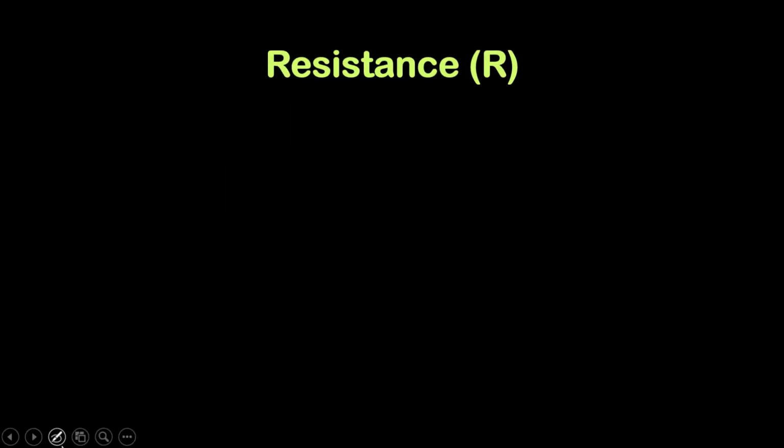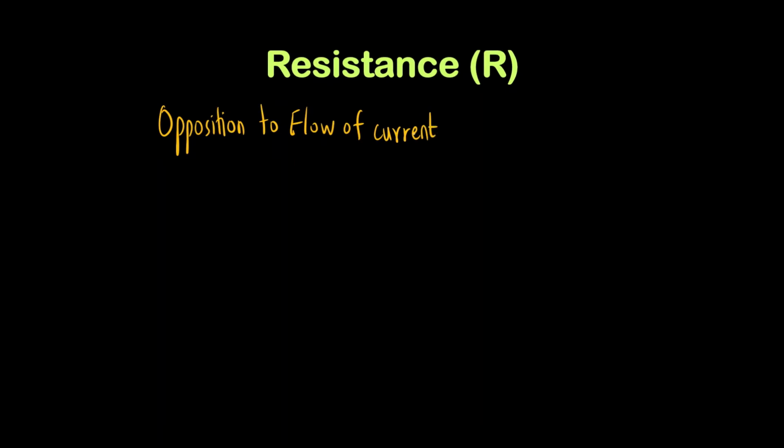Now let us see what is resistance. Resistance is the opposition to the flow of current. What is the meaning of opposition to the flow of current? We say that resistance is inversely proportional to the current, or current is inversely proportional to resistance. The more the resistance or opposition to the flow of current, the less will be the electric current or electric charge flowing through the conductor. So resistance is inversely proportional to current.